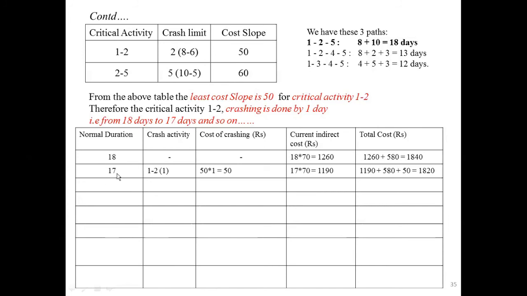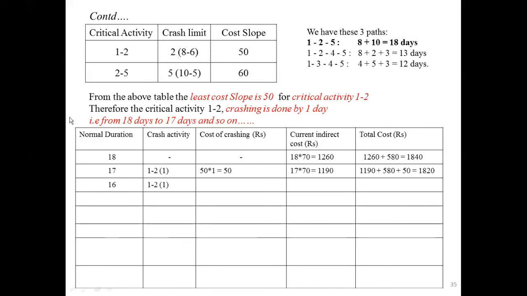If you complete the project in 17 days, you have to pay 1820 rupees, which is much lesser than this value. Since the cost is reducing and the duration is also reducing, we can proceed further, because the cost is reducing from 1840 to 1820. It means 20 rupees is reduced, and then you can proceed further. You can crash the same activity 1 to 2 by 1 more day, because the crash limit is 2 days. It is from 17 to 16 days.